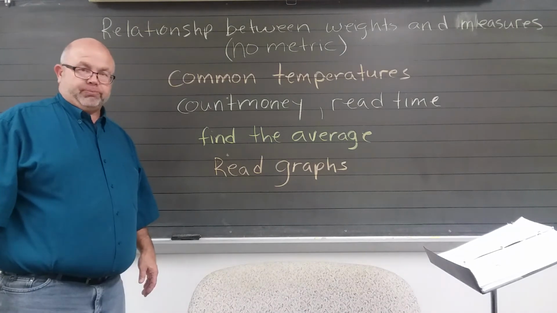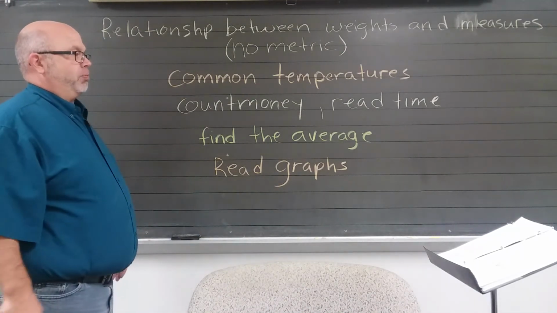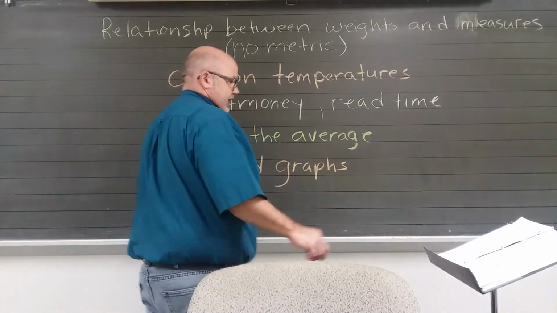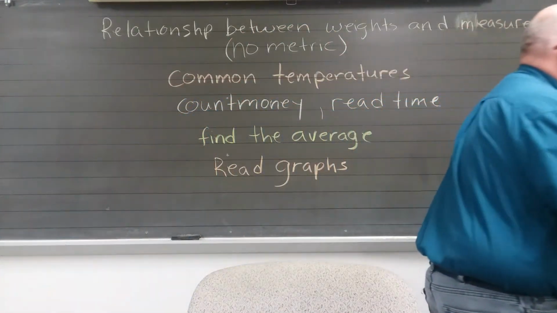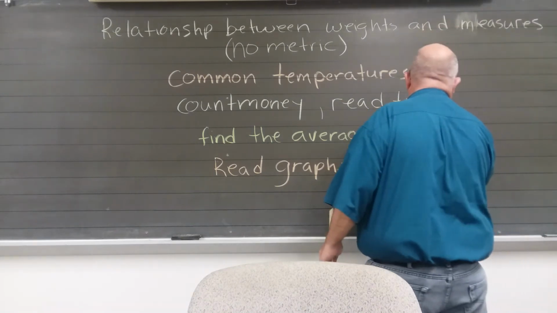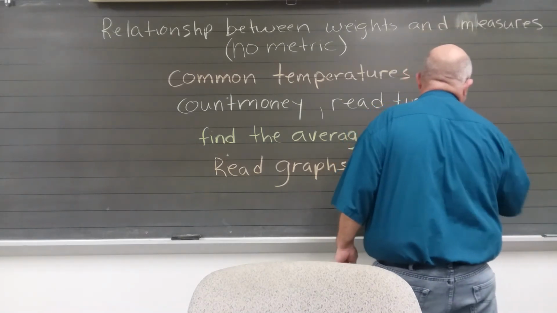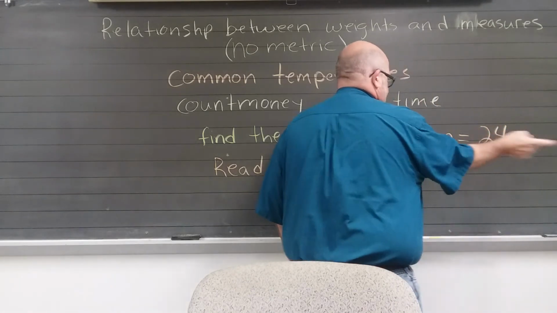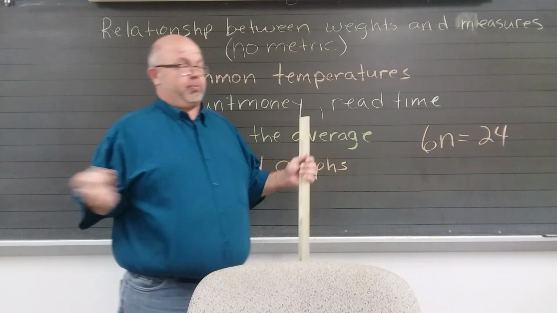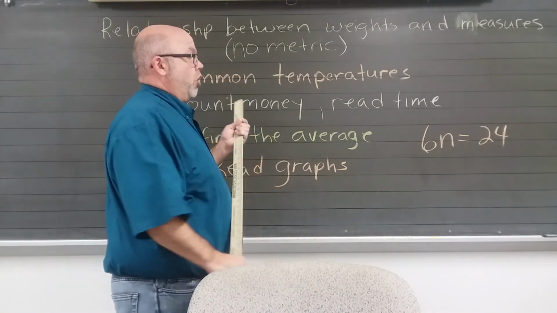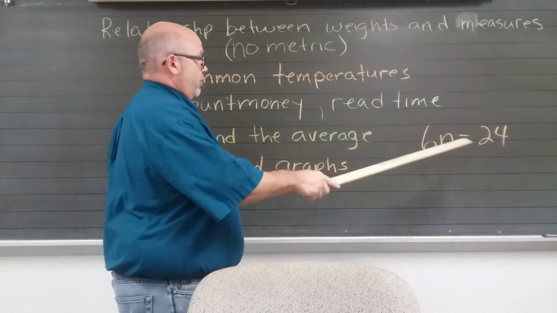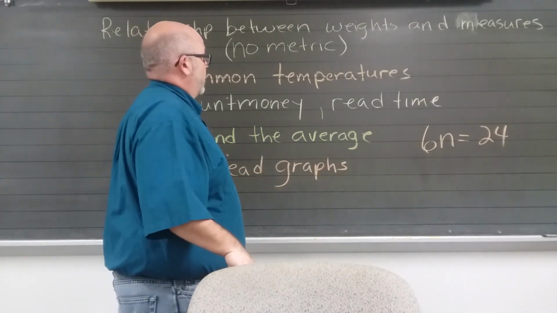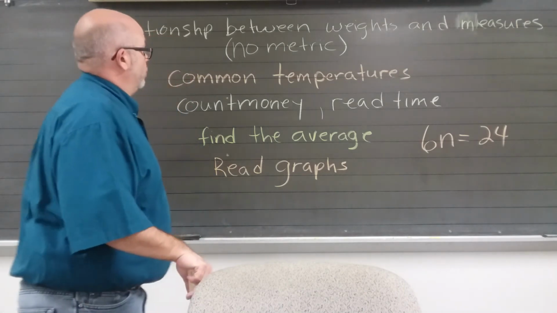There will be a couple reading problems, and there will be a couple problems like this: 6n equals 24. Know all the steps that you need to solve something like this. There will be a couple problems like that. Make sure you know all the steps. You will have to write down every line to solve those problems. And that is basically what is on this test.